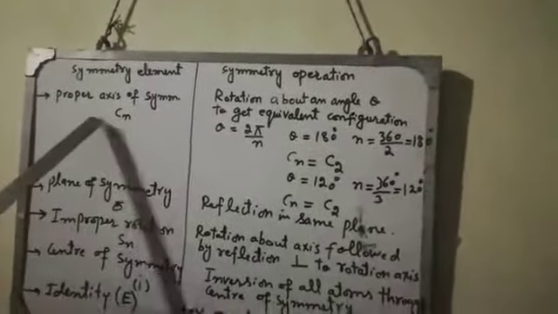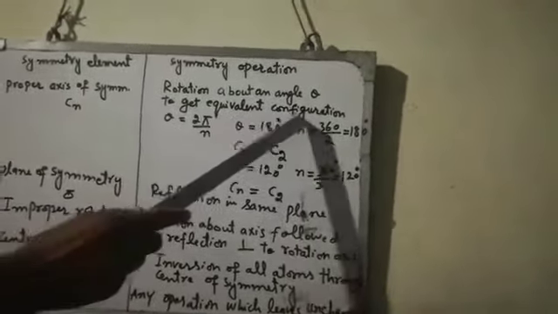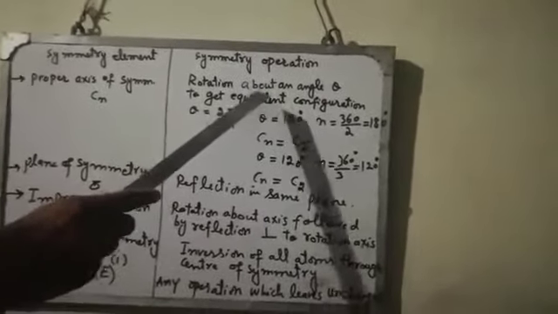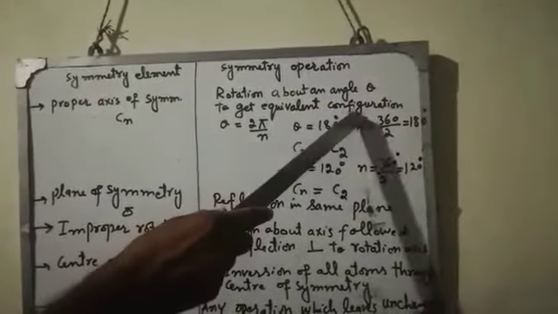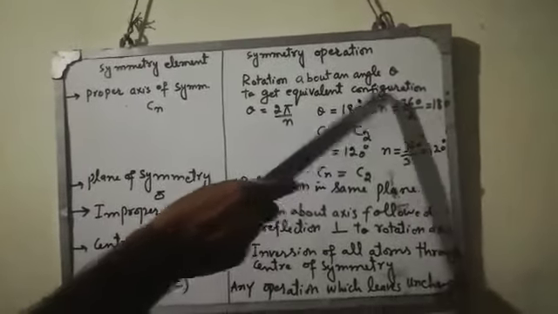Bismillahirrahmanirrahim. These are some symmetry elements and symmetry operations. Proper axis of symmetry, its symbol is Cn. The symmetry operation is rotation about the axis at any angle theta to get the equivalent configuration. We rotate the molecule at any angle so that the molecule remains indistinguishable and an equivalent configuration is obtained.